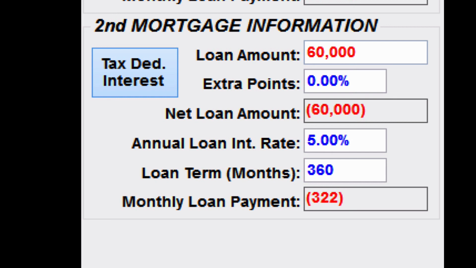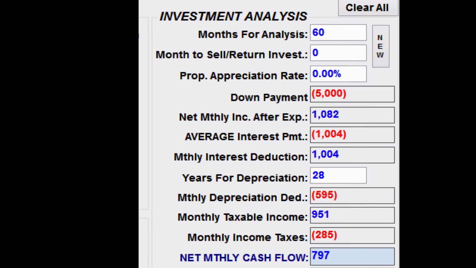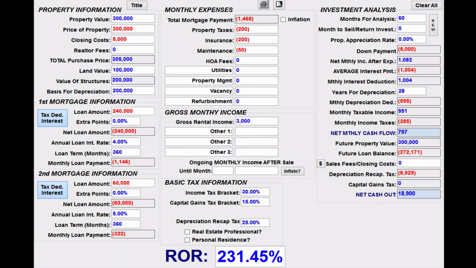Income and expenses remain the same, except now we have another loan, which means now we have more money being paid back. Let's look at the investment analysis now. But now we've got more interest being paid, and the taxes are reduced somewhat because now we're writing off the interest on the second loan, which now changes the monthly cash flow to $797. Interestingly enough, if we look at the rate of return, that's gone up to 231 plus percent. Remember, it was 21% before? What's happening? Well, leverage is happening.